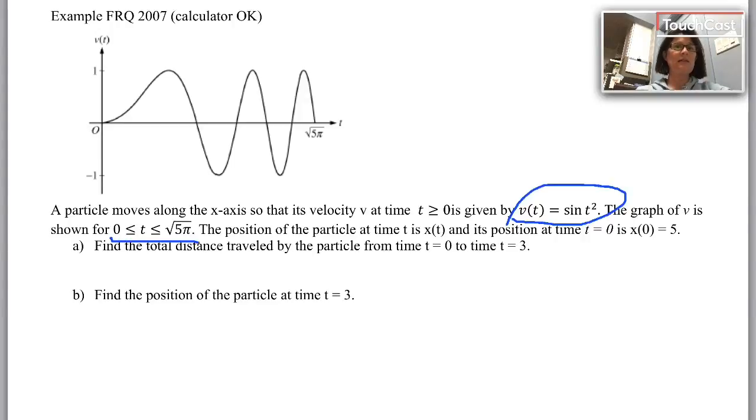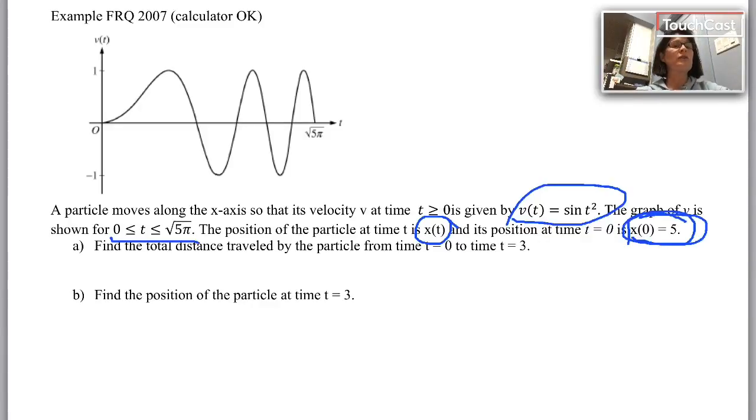I've been given a time interval on which that velocity function is good. Notice here I've been asked to call the position function x of t, and I know that the position of the particle when time is 0 is 5. Notice that doesn't show up in this graph because this is a graph of velocity. It's not going to tell us about initial position. That's why they had to tell me separately that initial position is 5.